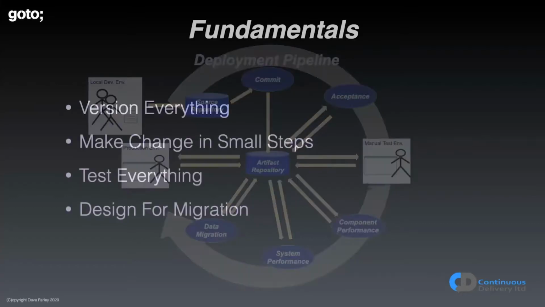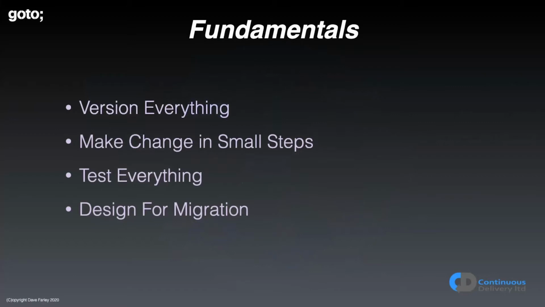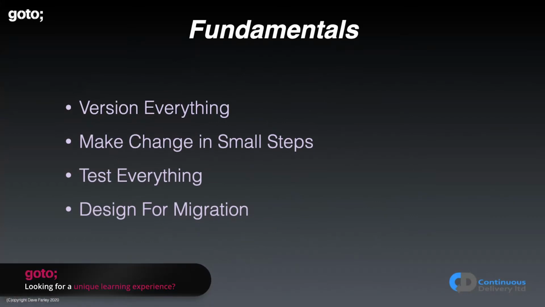So let's start thinking about some of the fundamentals of what that would take. So the first thing is that we need to version control everything. If we're going to be able to achieve the repeatability and reliability of being able to create releasable things multiple times per day, we've got to have a great approach to automation. So we're going to version control pretty much everything. We're going to make changes in small steps. That's a way of reducing risk, simplifying the changes and making them easier to evaluate. And that also allows us to test pretty much everything.